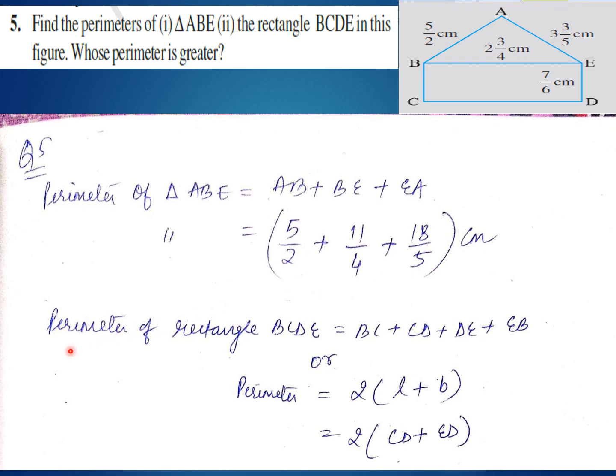Similarly, we have the perimeter of rectangle BCDE. Again, you can do either the sum of all sides or the formula. Now, they have given you the value of ED. They have not given you the value of CD. But why worry? We all know CD is equal to BE and BE is how much? 2 3 by 4. So here also we can say this length is how much? 2 3 by 4. Okay.